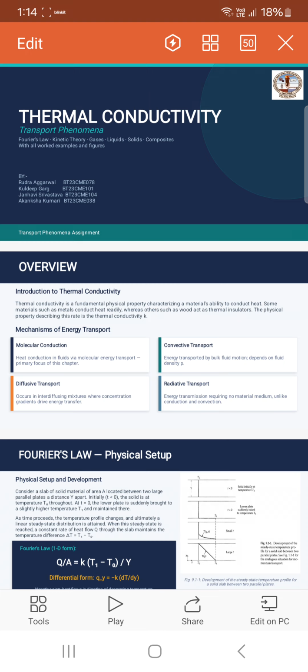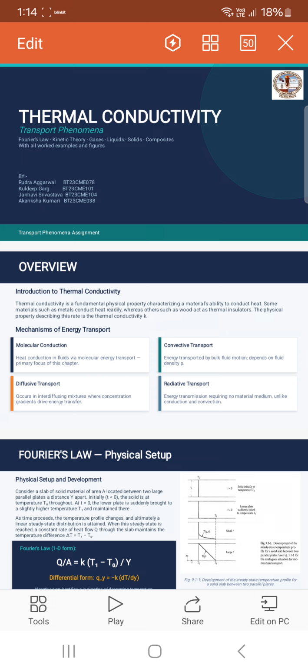The topic of this presentation is thermal conductivity. Now basically we will be starting with the overview of thermal conductivity. Now what is this thermal conductivity? Thermal conductivity is a fundamental physical property characterizing a material's ability to conduct heat.